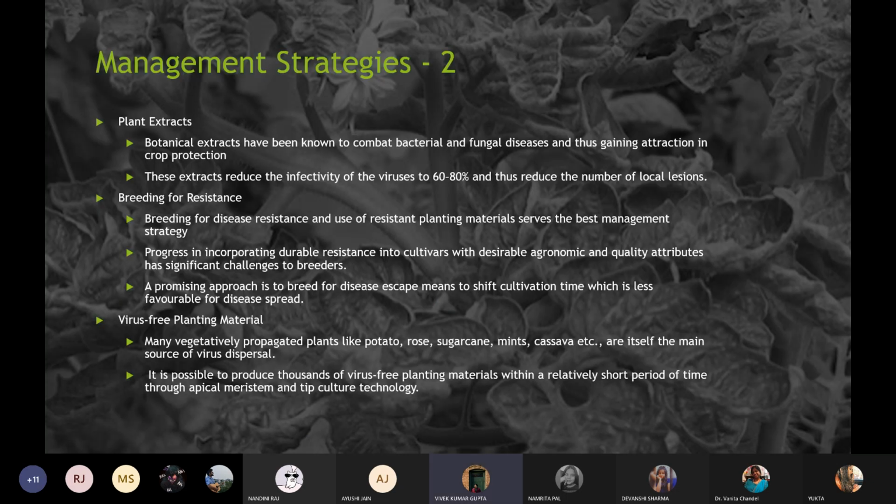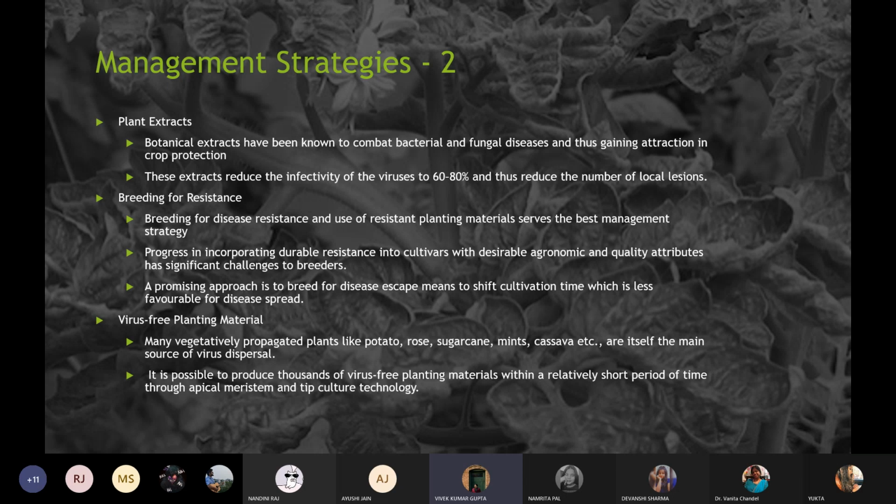We also have plant extracts, but I thought breeding for resistance was also quite interesting, in the sense that breeding for disease resistance and the use of resistant planting material serves as the best management strategy. However, progress in incorporating durable resistance into cultivars with desirable agronomic and quality attributes has significant challenges for breeders, and the use of resistant varieties has remained the most economical and ecologically sustainable control measure.